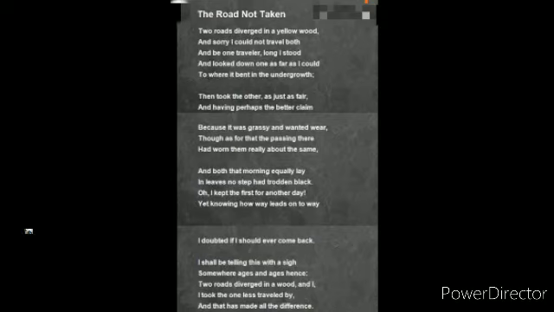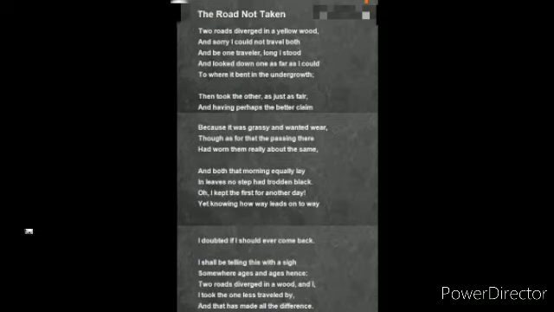Then took the other, just as fair, and having perhaps the better claim. At that time, the poet thought that the road he was going to choose had a better claim, a better option. Here, claim means option. So he thought that the option, the opportunity, the aim, the profession which he was going to choose had better options. Because it was grassy and wanted wear.